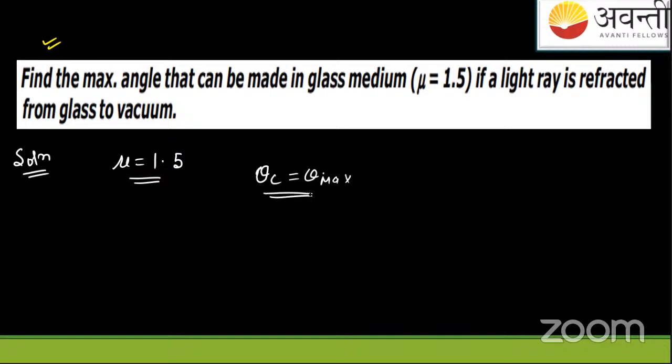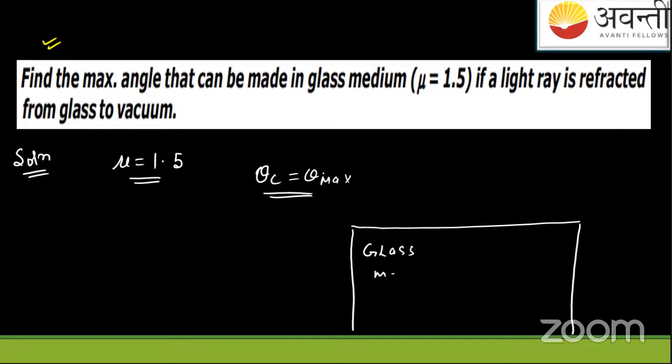If we extend beyond this angle, the ray will get reflected. If you extend the angle more than this, then the ray will be getting reflected here. Okay, so we'll write like this. Suppose you're having a glass medium. Suppose, students, this is a glass medium here.